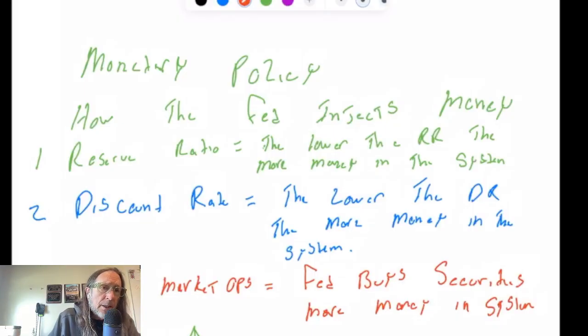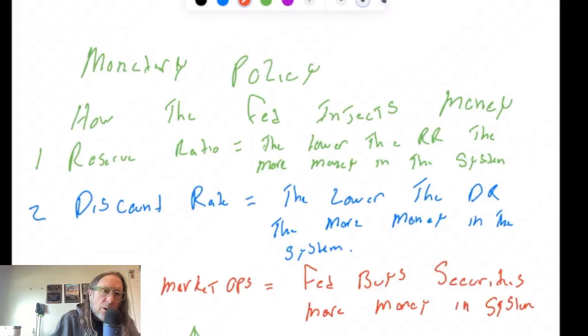And finally, open market operations, which tend to be the most complicated for people. Look at it from the Federal Reserve's perspective. So if the Fed has cash and they want to buy securities, they take the cash, they buy the securities from the bank, that puts money into the system, eventually either as deposits or currency.